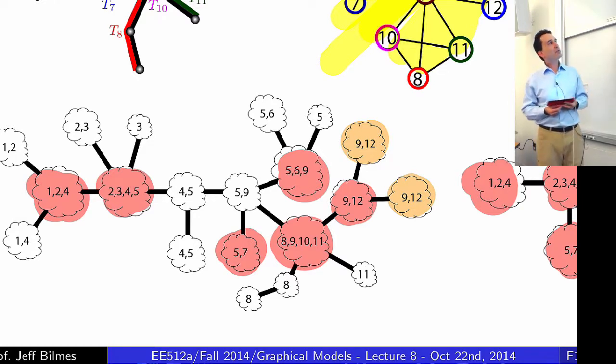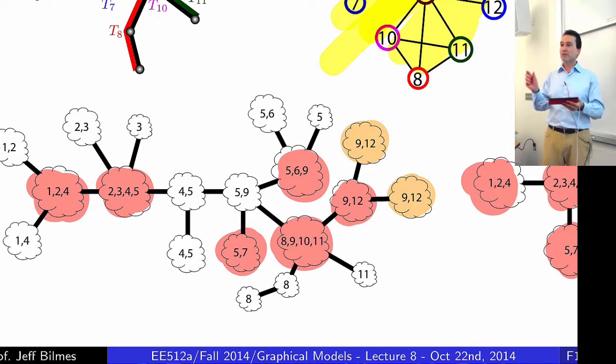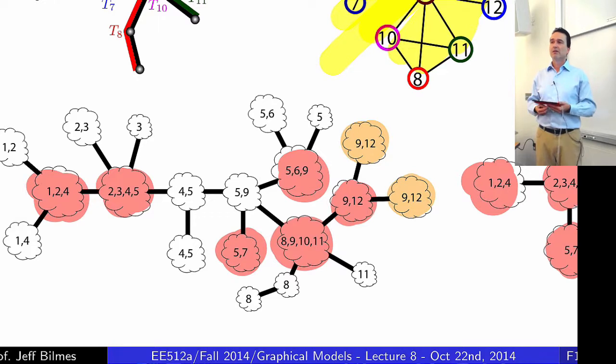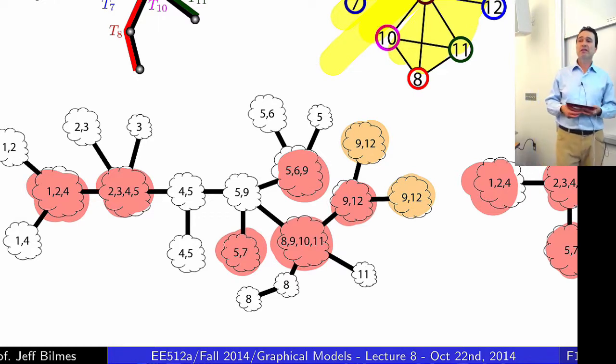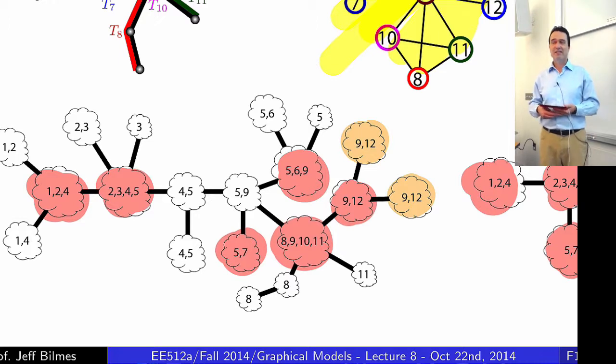Probably not, because if you've got a representation of 9, 12 already, why would you need to hang off another representation of 9, 12? Maybe there's some application in parallel computing somewhere, but I'm not aware of any existing reason for doing this. So while this is redundant, it doesn't, in fact, destroy the running intersection property.